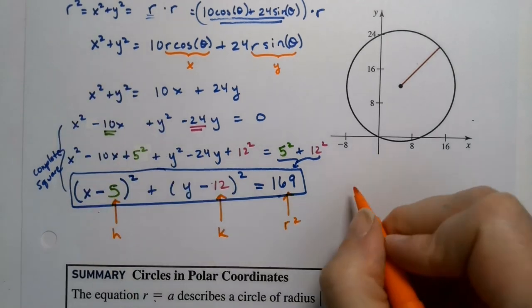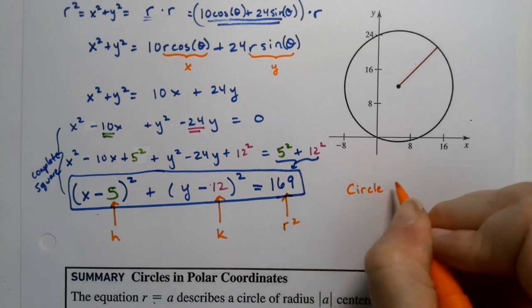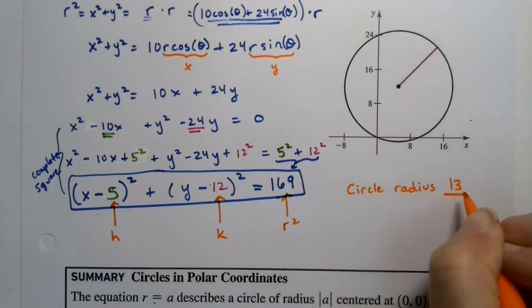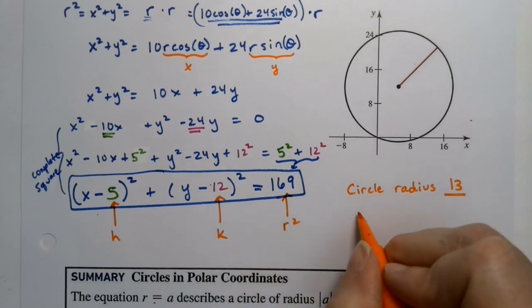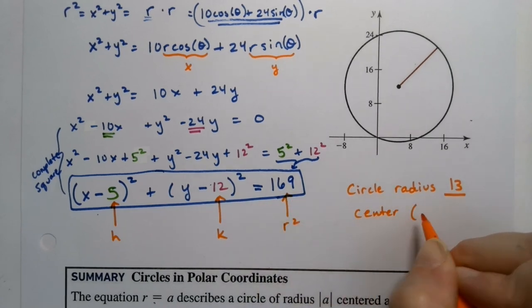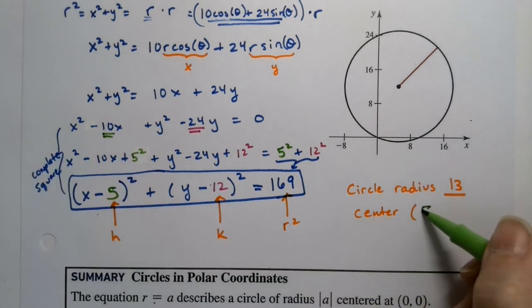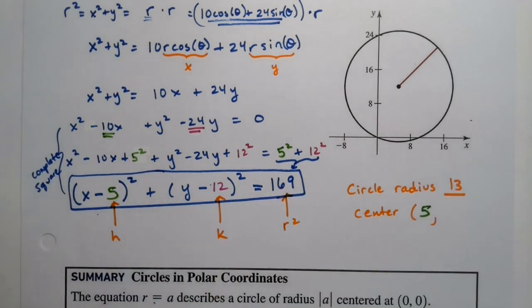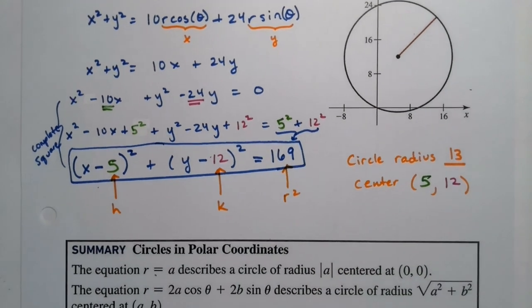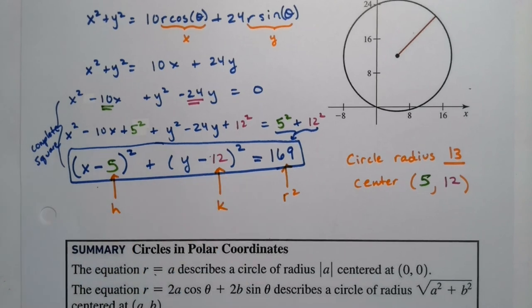This is a circle of radius 13, because 13 squared makes 169, with a center at 5, 12. It's h, k. Now does it look familiar? Yeah, that's the general form for a circle in rectangular coordinates.